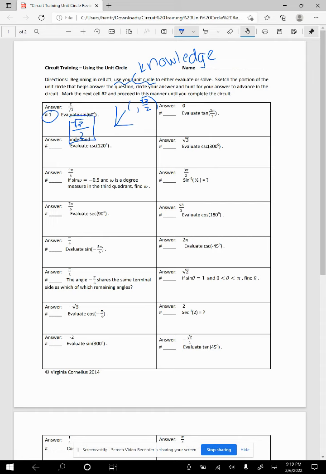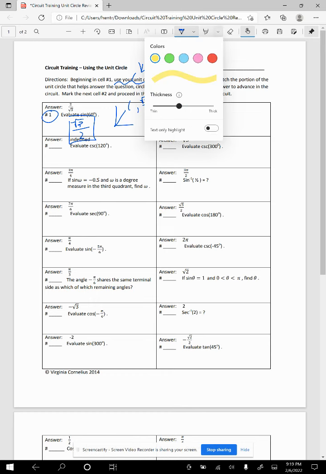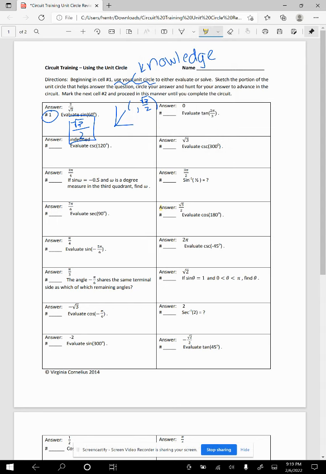Excuse my handwriting. I'm writing with my finger on my tablet at home, and it's not easy. Okay, so what we look for, folks, is the one that says answer square root of 3 over 2. Aha, I found it. It's right here. Highlighter doesn't work. It's right here. Square root of 3 over 2. That means I would move on to that, and I would label this cell number 2.